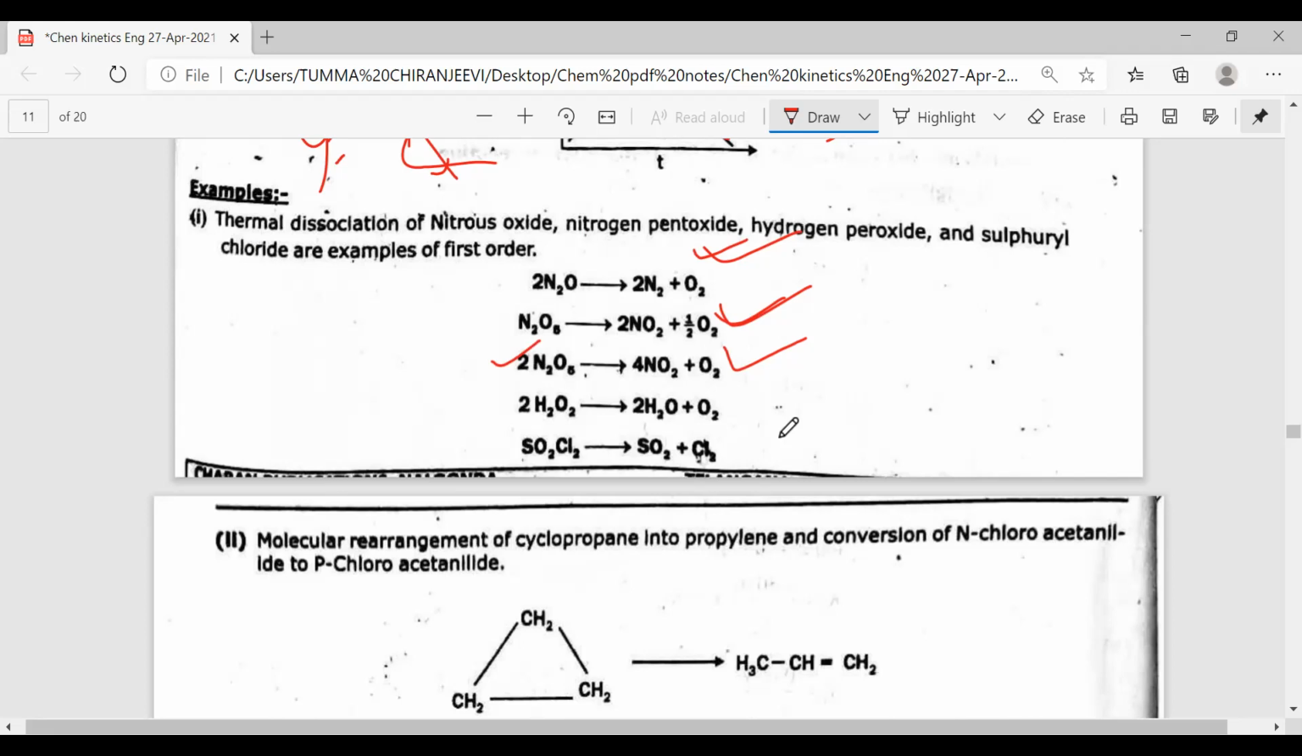And the next one is hydrogen peroxide. The dissociation of hydrogen peroxide gives water plus oxygen. And the next one is sulfuryl chloride, which dissociates into sulfur dioxide and chlorine. So these are the best examples for the first order reactions. That means in these reactions, the rate of the reaction depends upon the concentration of the reactant. That is why it is known as a first order reaction.